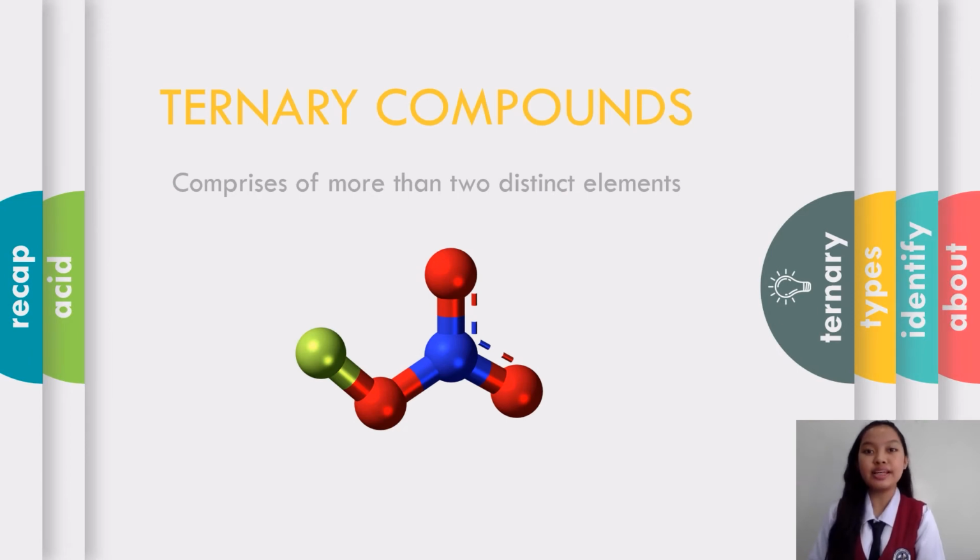Let us move on with the next type, which are the ternary compounds. This comprises more than two distinct elements, just like fluorine nitrate. Since there are three colors, we would know that three distinct elements are present in this compound.